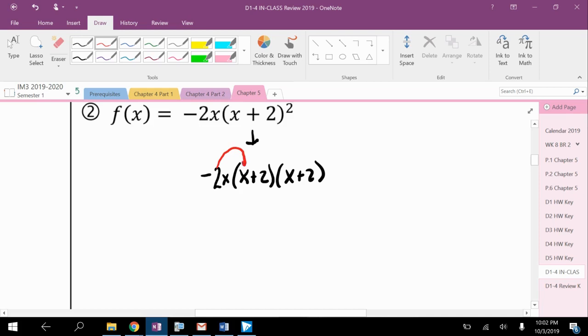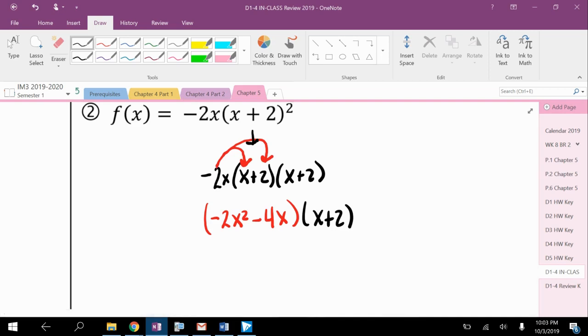So -2x times a positive x just gets me -2x squared, because remember, you're just adding the exponents. If I have one x and another x, I now made two x's. I have -2x times a positive 2 gets me a -4x. That now becomes a group, because that x plus 2 is just going to be dropped down right here. Do it again, just like we did in the first example. Every term in the first group needs to be multiplied to the second group.